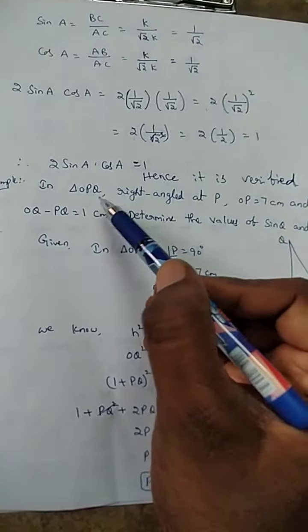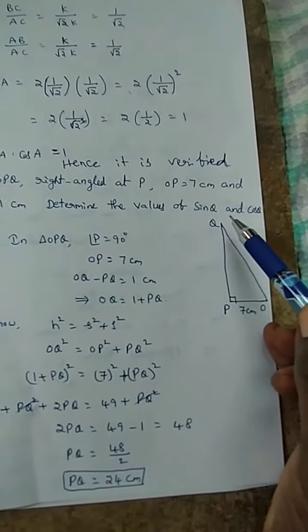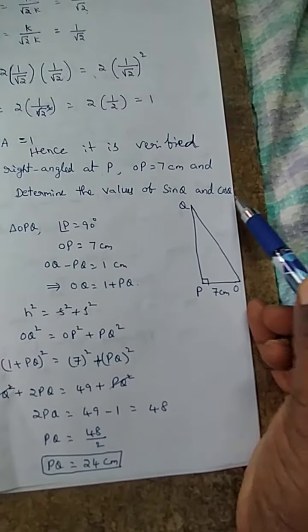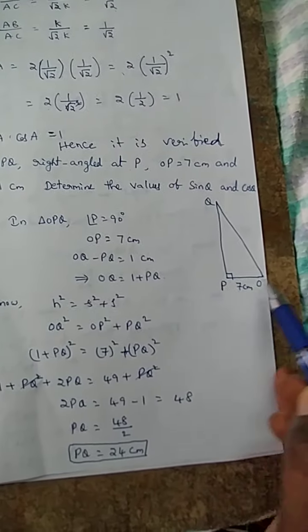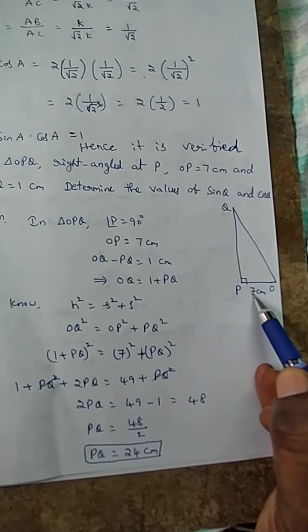Angle P is the right angle, so automatically the remaining two angles are acute. What are those? O and Q. But we can observe the angle Q only. Okay, so automatically this is the OPQ triangle, angle P is 90 degrees, and OP is 7 centimeter, clear.